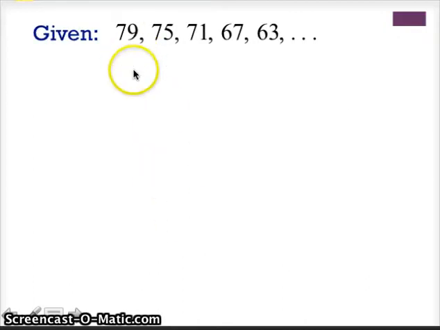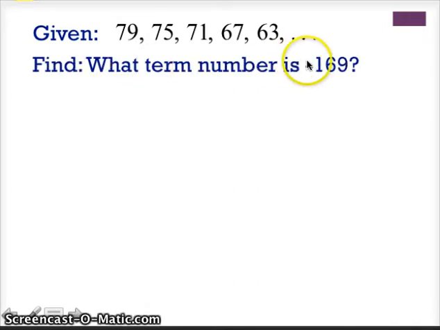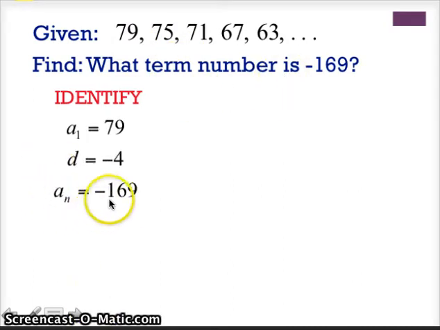Okay, let's say that we're given a sequence, but instead of asking what's the 32nd term in the sequence, let's say that they give us that term. The term is -169, and I'm asking you to tell me what term number, how many numbers out in the sequence do we have to go before we get to -169. So again, we need to identify the things that we can about the sequence. We can see the first term in the sequence is 79, and we know it's going down by 4 just like before, but this time we know that A of N, the number that we're looking for, is -169. So again, we're going to plug into the formula.